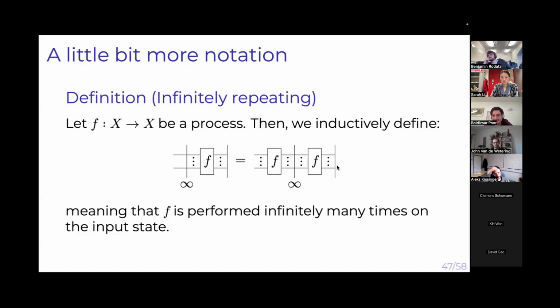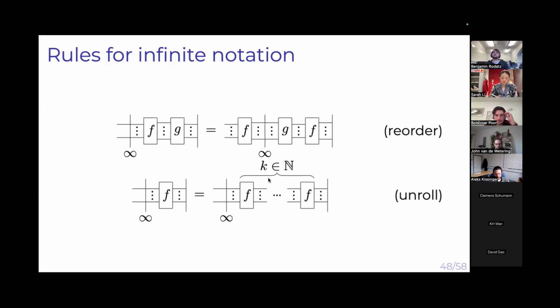So a little bit more notation. This is the very last bit of notation I will show you. We have this infinite repeating sequence we have mentioned before. This is what it means. So if you have some diagram, infinite repetition is this and then this and then this diagram. And then we have a couple of rules we can use. For example, we can always bring forward one of these boxes.